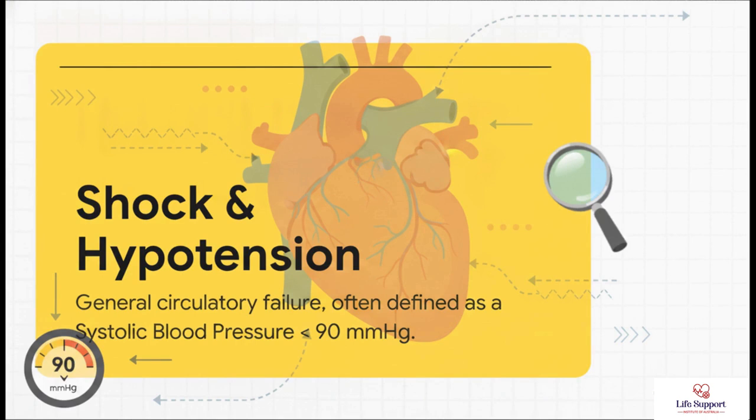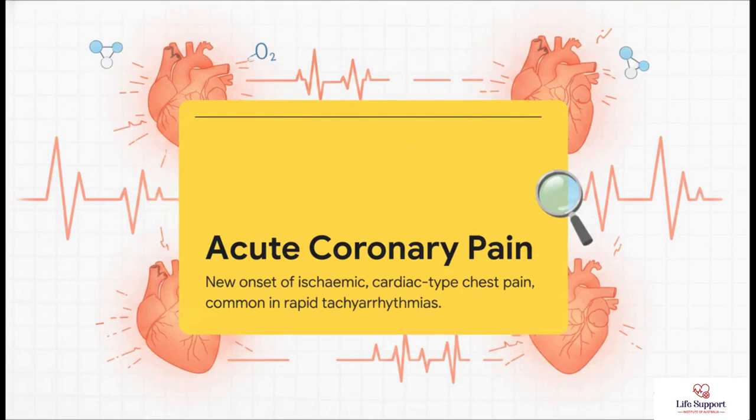The first of these massive red flags is shock and hypotension. Now, listen closely here. We are talking about general evidence of severe circulatory failure. Clinically, we usually define this as a systolic blood pressure dropping below 90 millimeters of mercury. This is an urgent, incredibly clear indicator that the vital organs are simply not getting the blood flow they desperately need to survive. Our second criterion is acute coronary chest pain.